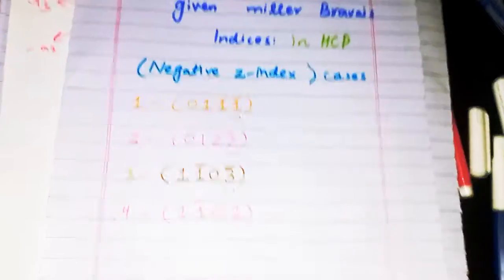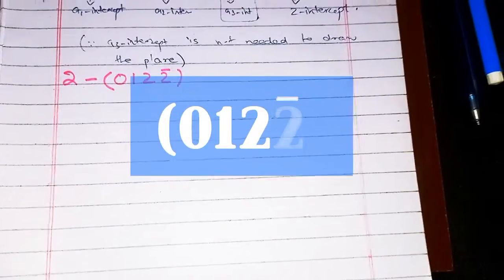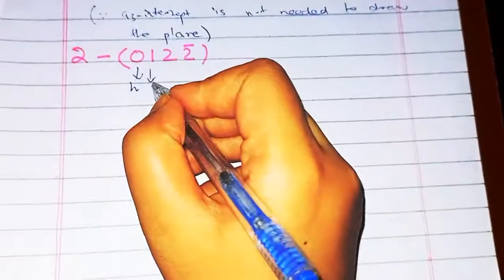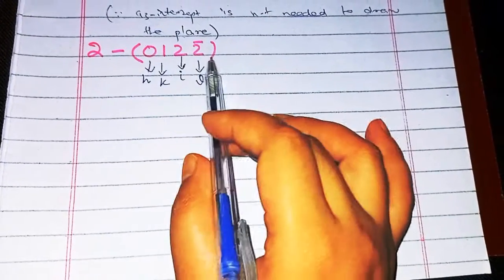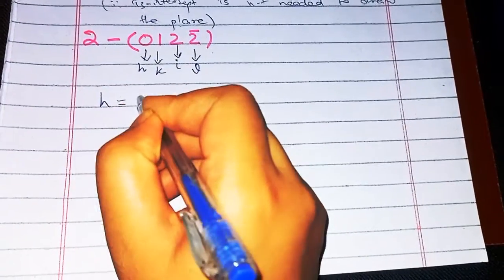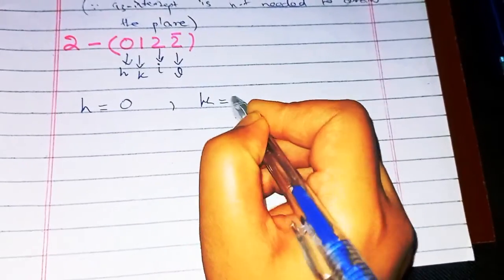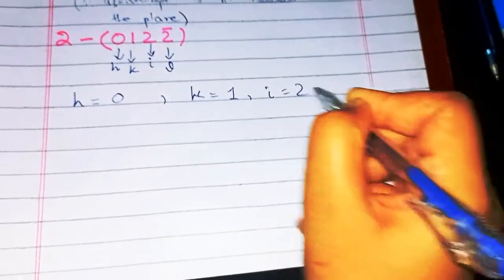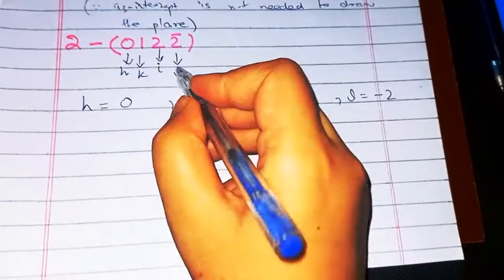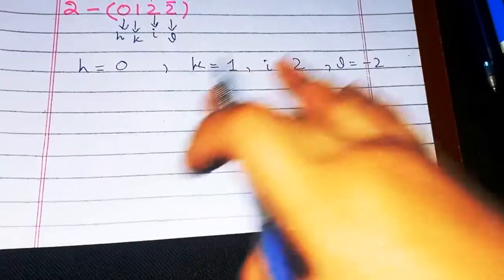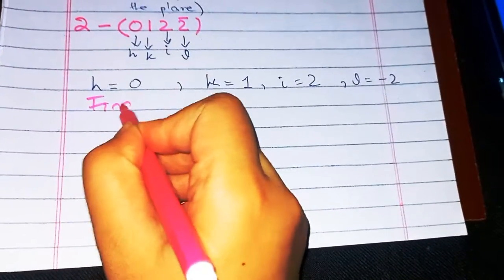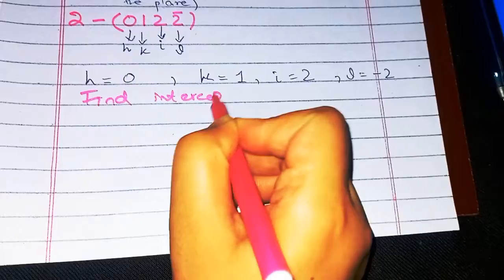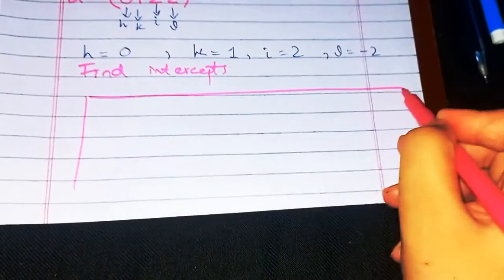Let's do that. Here we go with the second plane, and let's identify HKIL. Here it's H, K, this is I, and this is L. So we can see here that we have H, K, I, and L right there. Let's write them down here. H equals 0, K equals 1, I equals 2, and L equals -2. We can see that the Z index is negative. So let's do the second step, which is to find out the intercept. Find intercepts. We'll do it using this table.